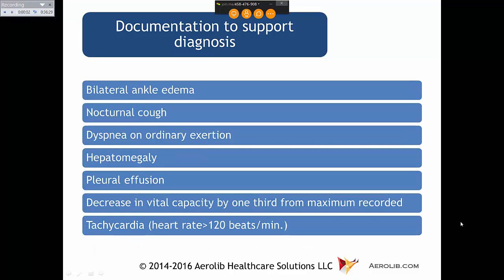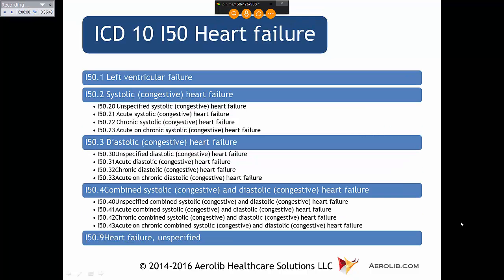So ankle edema, nocturnal cough, dyspnea on ordinary exertion, hepatomegaly, pleural effusion, decrease in vital capacity, and then tachycardia. So all basic examination findings that need to encompass a CHF case.